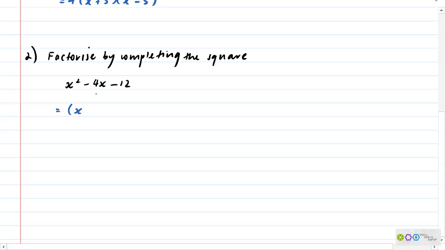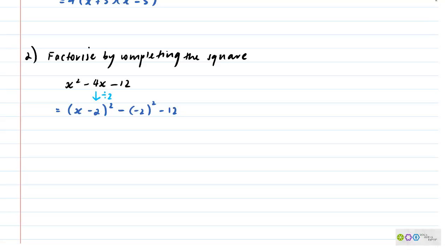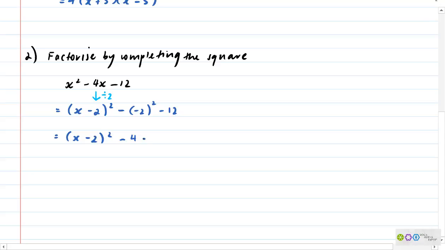So what we do to get the term that goes with the x is we halve that -4. So we get (-2) squared. Then we take that exact same term squared, and then we write the -12 on the bottom. So really that dividing by 2 ends up in two places, and we carry the -12 with us. Then simplifying, we have (x - 2)², minus, now (-2)² is 4, and then -12. So we end up with (x - 2)² - 16.